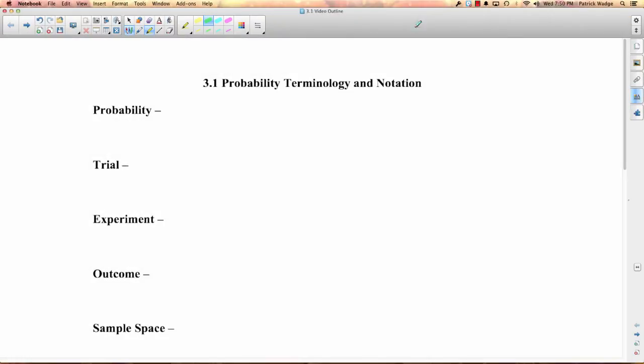Okay, we're starting a new chapter. It's on probability, and the first section, 3.1, is on probability terminology and notation. Although I enjoy probability very much, I think it's great, very real world, useful, a great skill to have, I'm not looking forward to this lesson though, because this is all about terminology. We've got to define a whole bunch of words here.